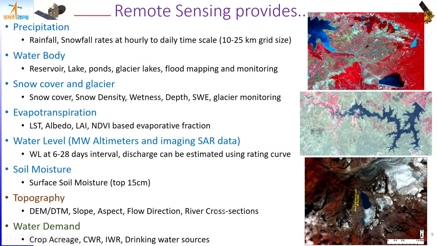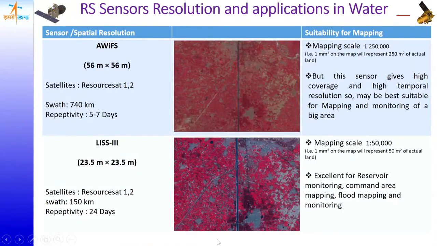Topography plays an important role. Topography is also provided from the digital elevation model. And once you know the crop acreage area and crop water requirement, you can also estimate the irrigation water requirement. And it is also used to identify the various sources of the drinking water.